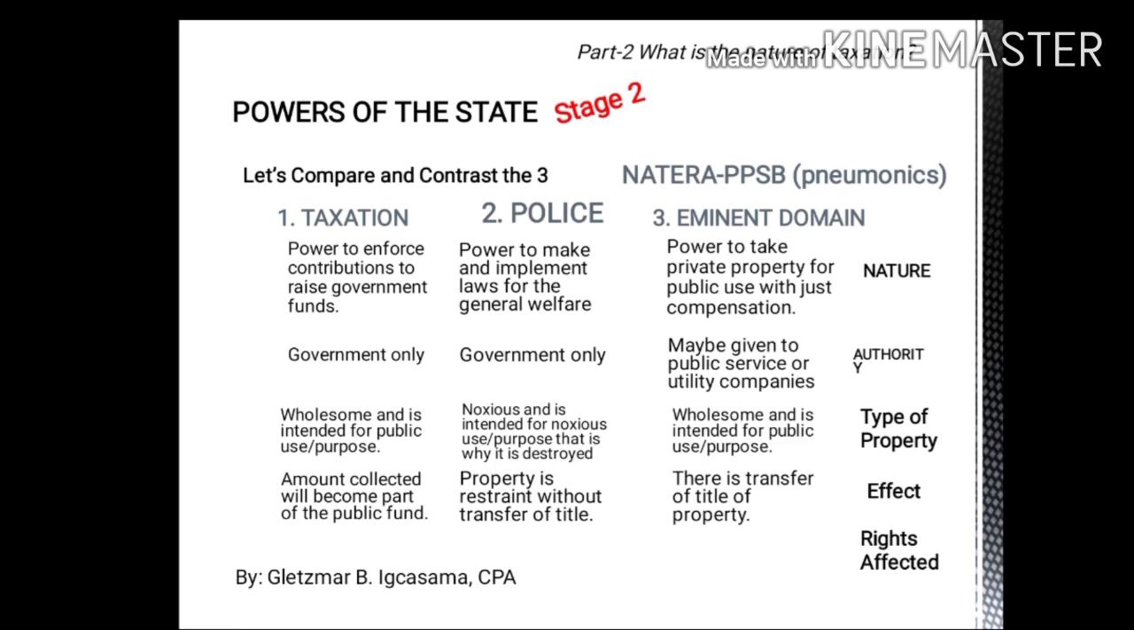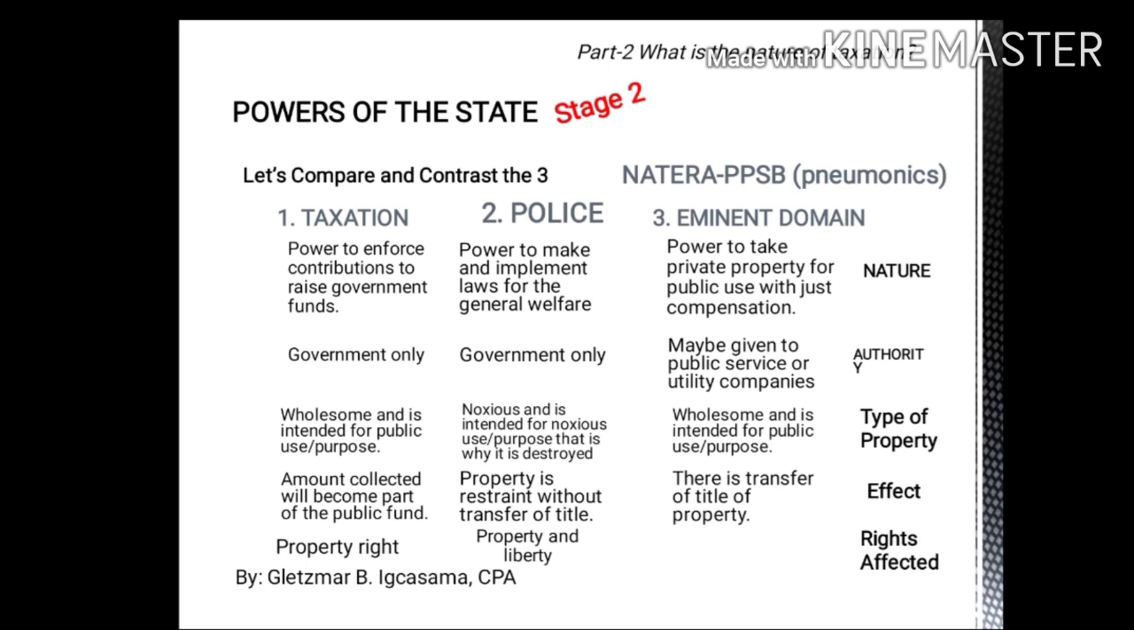We have the rights affected. So when the government exercises these powers, rights of the citizens are affected. In the taxation power, the citizen's property right is affected. While in the police power, if the government exercises its police power, the property and liberty of the citizens are affected.